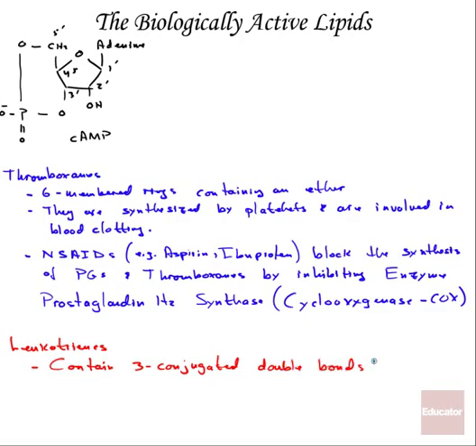That's the triene part. But that doesn't mean it has only 3. So it might have more. It might have only 3, but it might have more. So 3 conjugated double bonds. And let's see. They are involved in inflammatory responses.